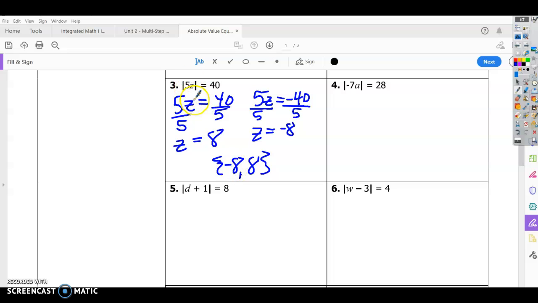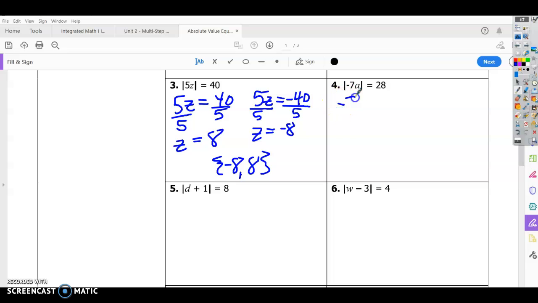So if I take 8 and plug in 8, 5 times 8 is 40. The absolute value of 40 is 40. If I take -8, 5 times -8 is -40. But the absolute value of -40 equals 40. So those are both solutions to this equation.